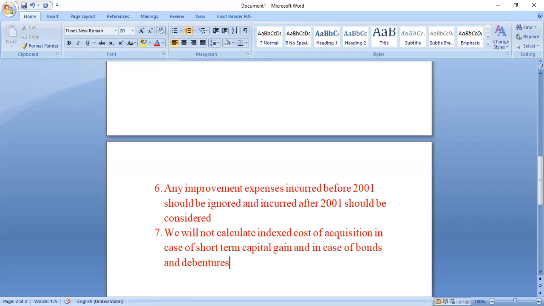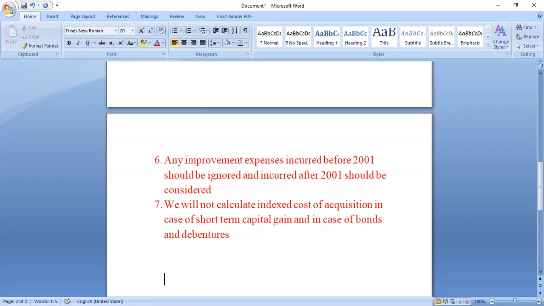And now we'll discuss section 54. What is section 54? Now section 54.